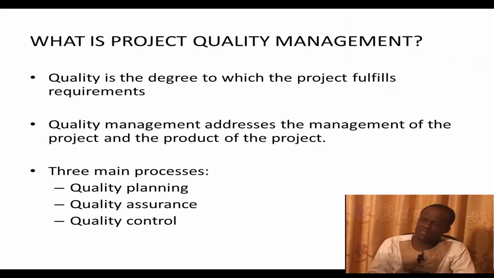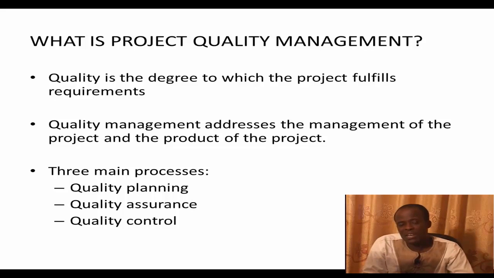What is quality management? Now, quality has several definitions, but in our context, quality is the degree to which the project fulfills requirements. As I indicated earlier, all projects have requirements, and it's important that the performing organization understands what the requirements of the project are and tries as much as possible to meet those requirements. Now, quality management addresses the management of the project and the quality of the product of the project. So there's a project that churns out a product or a service, and so quality management encompasses the management of the project and then the product of the project.